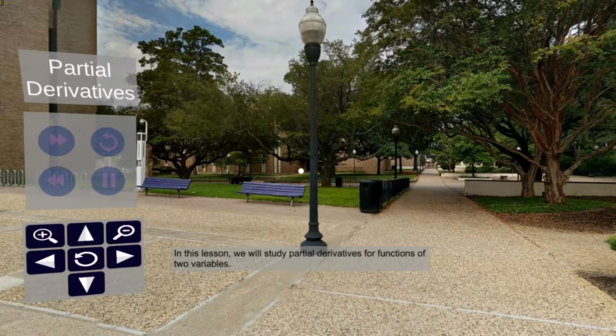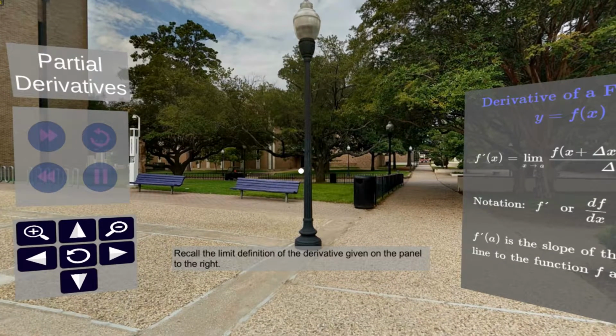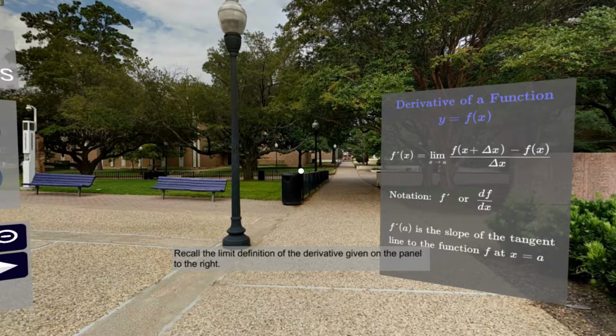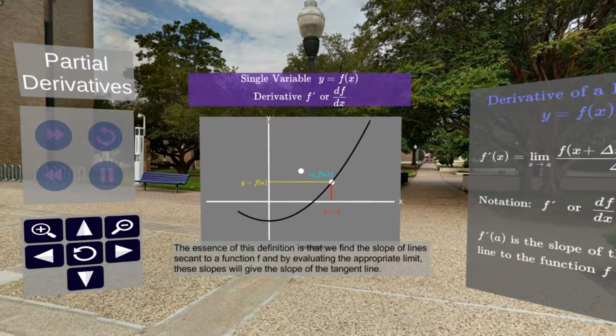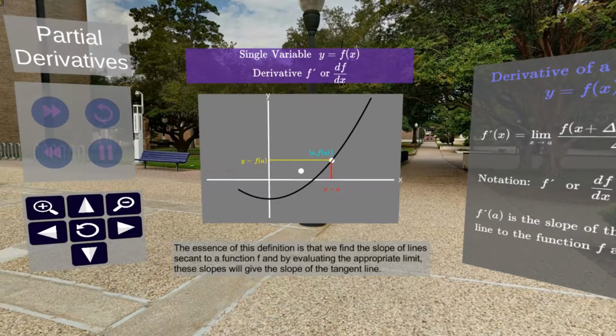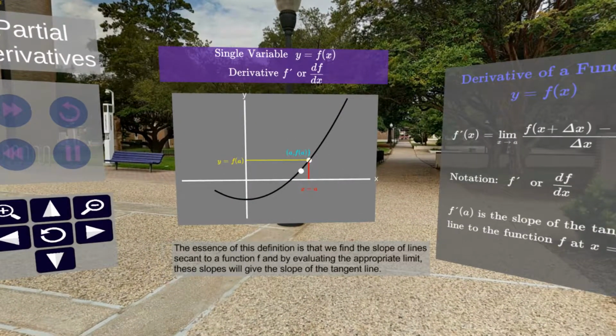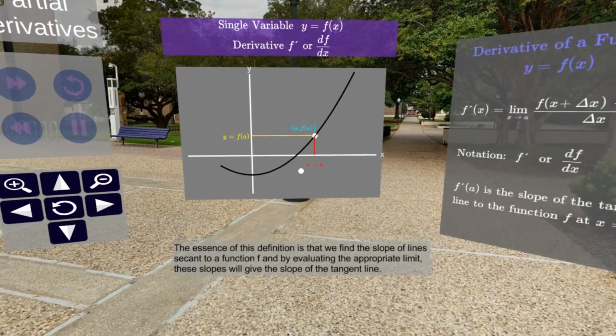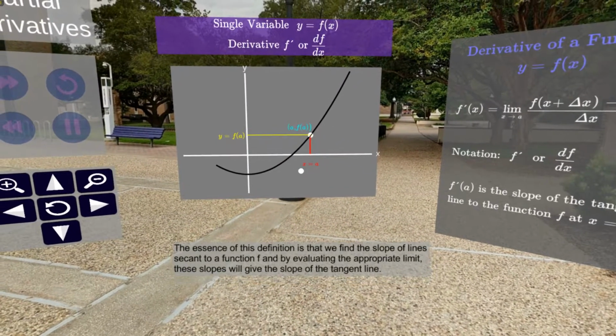In this lesson, we will study partial derivatives for functions of two variables. Recall the limit definition of the derivative given on the panel to the right. The essence of this definition is that we find the slope of lines secant to a function f, and by evaluating the appropriate limit, these slopes will give the slope of the tangent line.